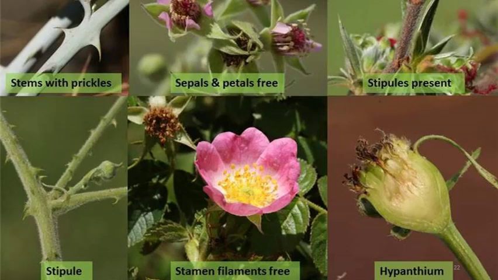So here we have the overall summary for the diagnostic characteristics of this Rosaceae family. Here we have the erect stem that possesses prickles or spines. Then we have the sepals and petals that are free. Then we have the stipules present at the base of the petiole of the leaf. Then we have the stamens, filaments that are free. Then we have the hypanthium, and we have the apicalyx. So these are the diagnostic features of this family.